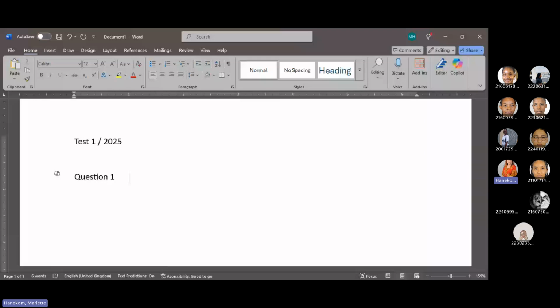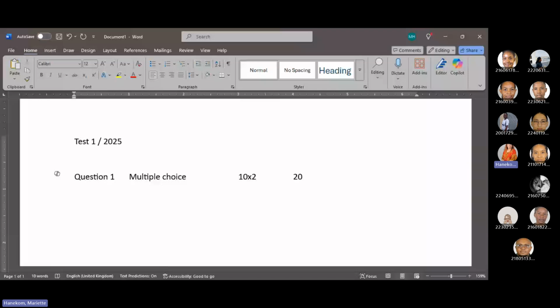So obviously we're starting with multiple choice. Ten questions, 2 marks each, gives us 20 marks. I have reopened the practices on e-learning, not to say anything about multiple choice. Feel free to go and do that quiz as many times as you like. It will be open until just before your test.